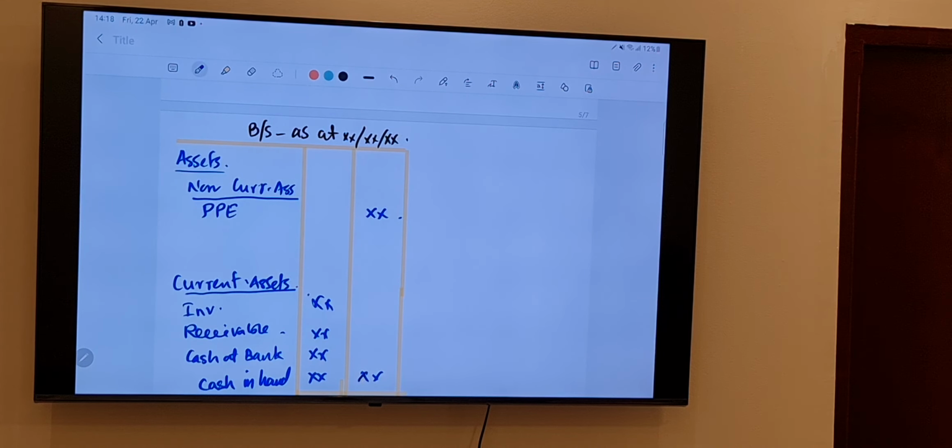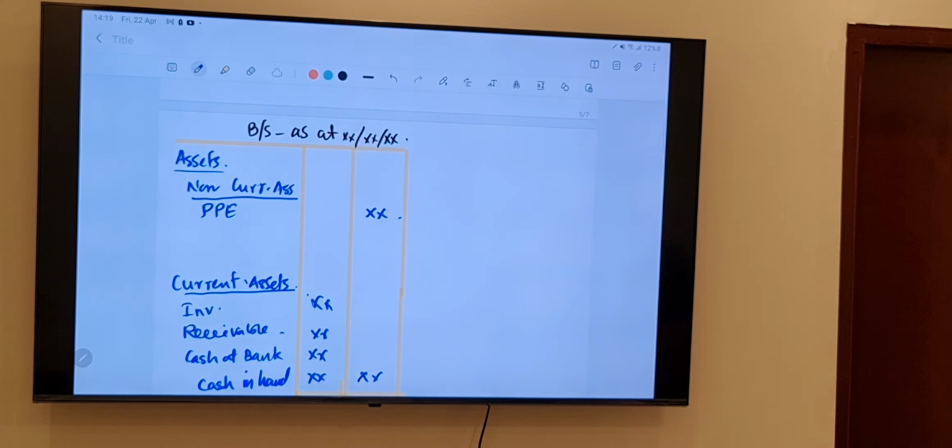The balance sheet is part of the financial statements. It has two parts, profit and loss and balance sheet. For the basic statements, as of now, as we are discussing, we have the balance sheet and P&L.